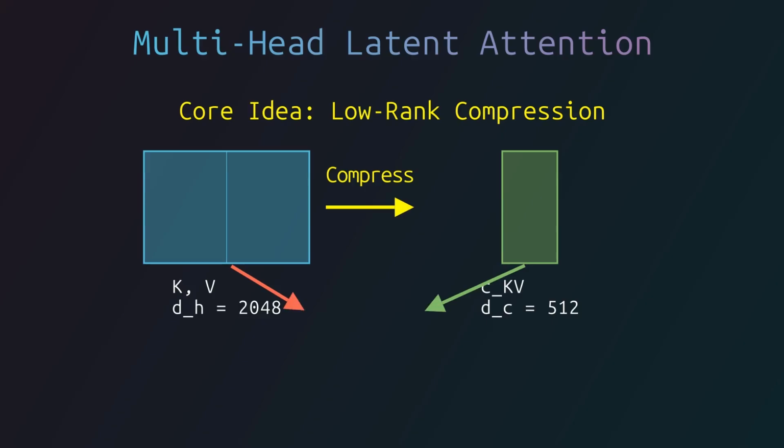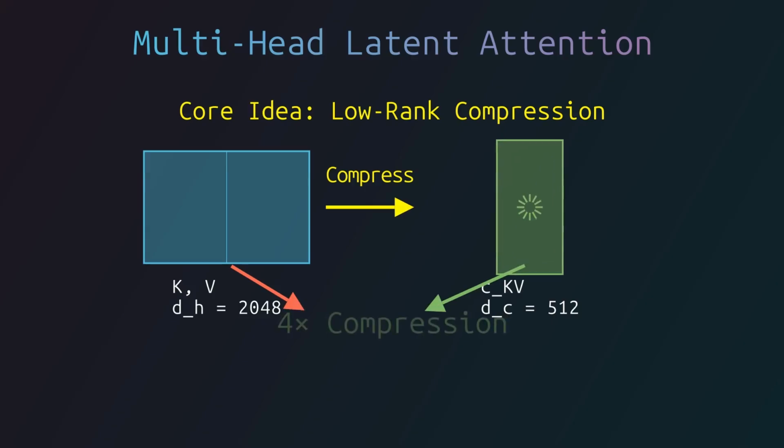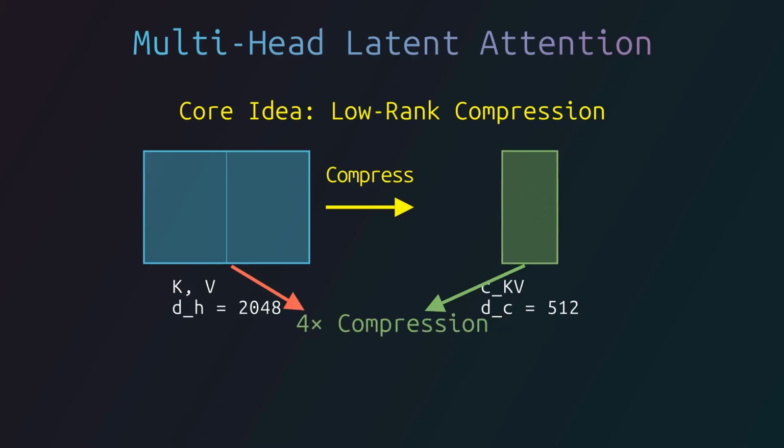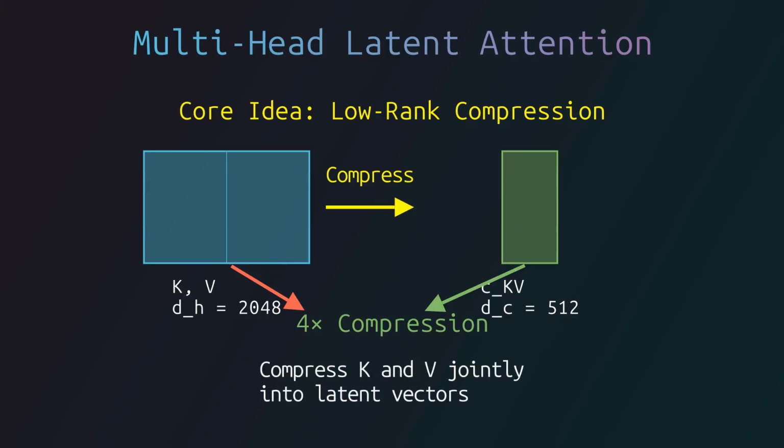The key phrase here is low-rank compression. We are not keeping every detailed direction in the original space, only the important ones that can be expressed by a handful of latent directions. The result is that we can still reconstruct useful keys and values downstream, while caching only this slim latent representation.